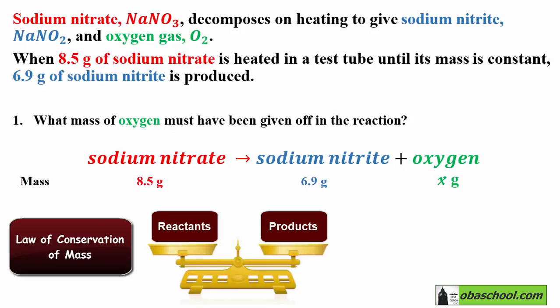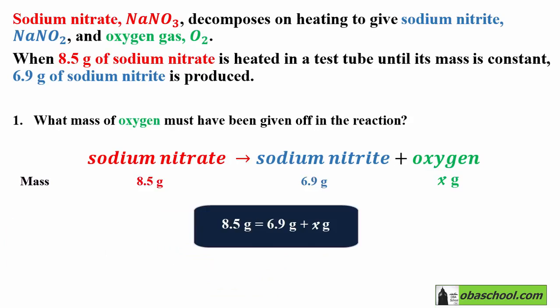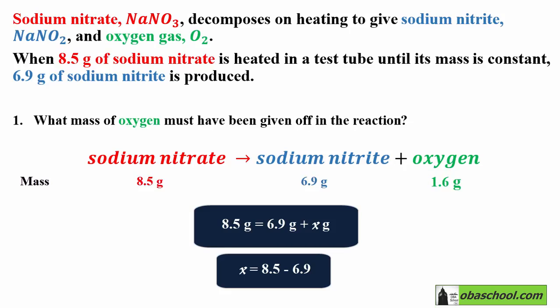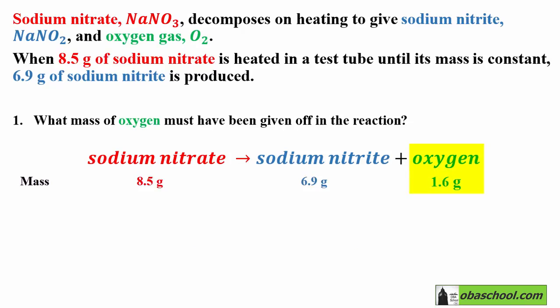According to the law of conservation of mass, the mass of sodium nitrate must be equal to the mass of sodium nitrite plus the mass of oxygen. So 8.5 grams is equal to 6.9 grams plus X. Now this is a mathematical equation that we can solve. X is equal to 8.5 minus 6.9, which is equal to 1.6 grams. So the mass of oxygen gas produced is 1.6 grams.